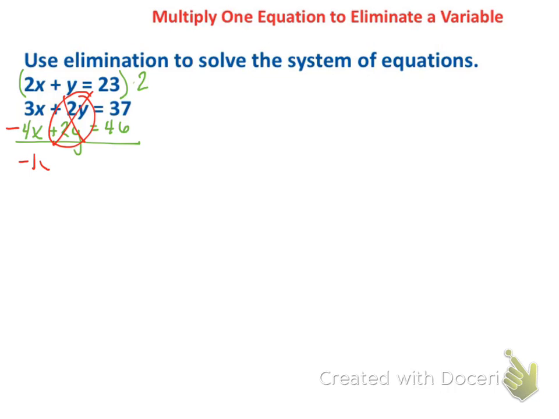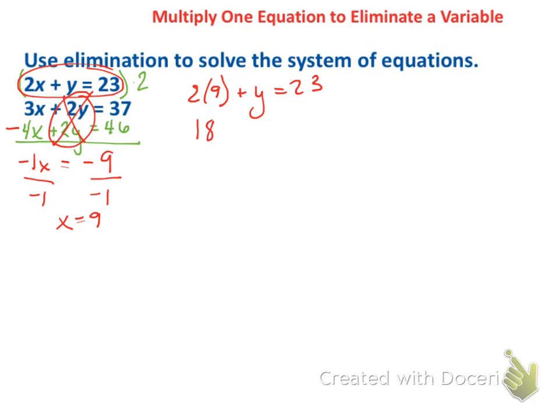It gives me negative 1x equals negative 9. Divide both sides by a negative 1. X equals 9. Now that I know what x is, pick an equation and find y. Gives me 18 plus y is 23. Subtract 18 from both sides. Y is 5. Final answer, 9 comma 5.